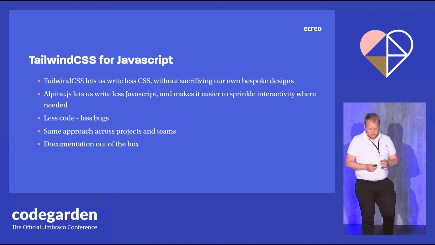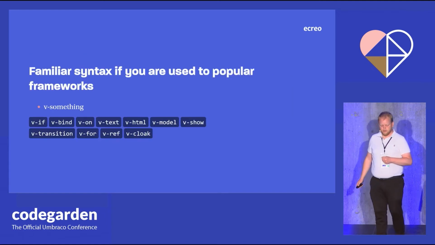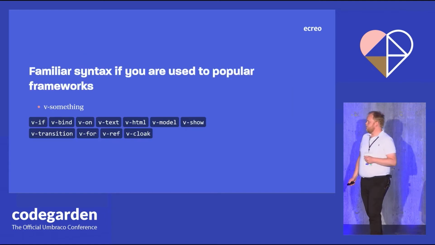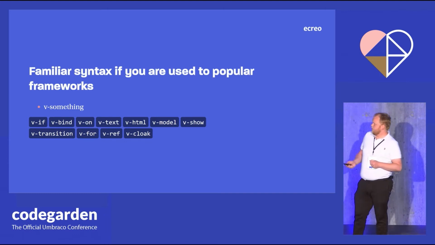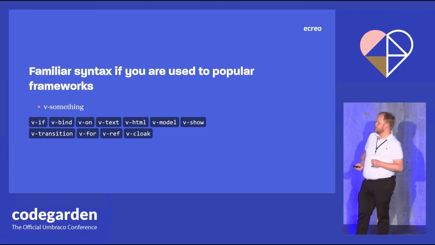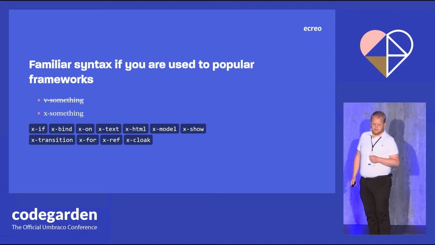So the documentation comes out of the box, and the easy part is that when we hire a new developer or put a new developer on a team, if they don't know Tailwind CSS or Alpine, they can go through the documentation, and we have everything documented there, and they can somewhat get the idea of how it works almost immediately. So as I said before, the syntax is familiar if you're using Vue. In Vue, we have this v-something for doing all kinds of things. In Alpine, it's the same, just with an x instead.